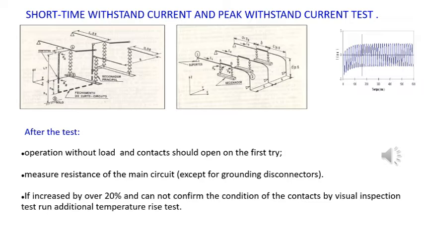We also measure the resistance of the main circuit after the test, and if it increases by more than 20% of the value before the test, then beyond a visual inspection, you should do one additional temperature rise test to be sure that the equipment is still in a condition that it would be approved in the temperature rise test.